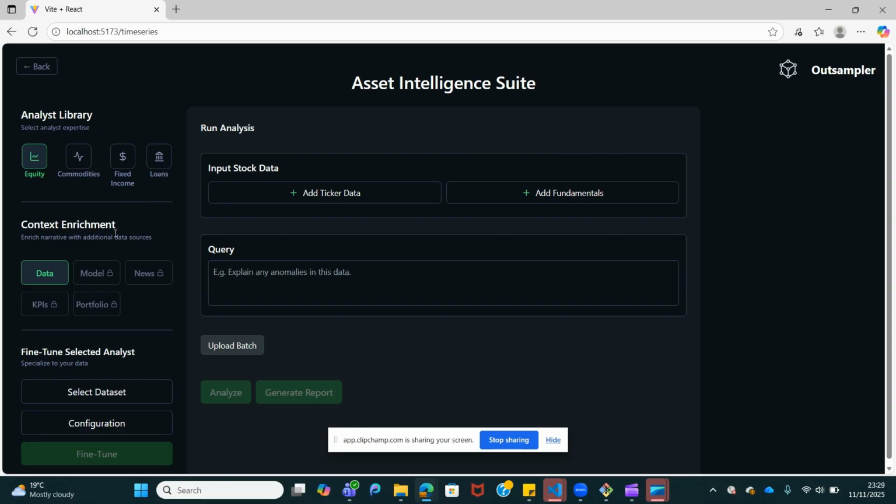And this will talk to your data by default through the context enrichment, but we can also augment that with information about your own models, news articles, client-specific KPIs, and portfolio information.